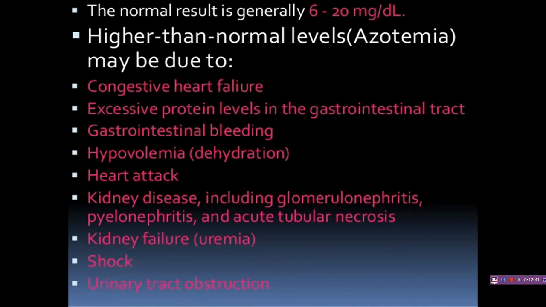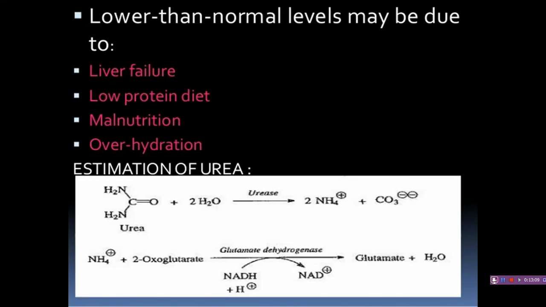Higher than normal level, azotemia, may be due to congestive heart failure, excessive protein intake, gastrointestinal bleeding, hypovolemia, heart attack, kidney disease including glomerular nephritis, pyelonephritis, acute tubular necrosis, kidney failure, shock and urinary tract obstruction. Lower than normal level may be seen due to liver failure, low protein diet, malnutrition and overhydration. Estimation of urea can be done by this. Here this is clearly displayed.